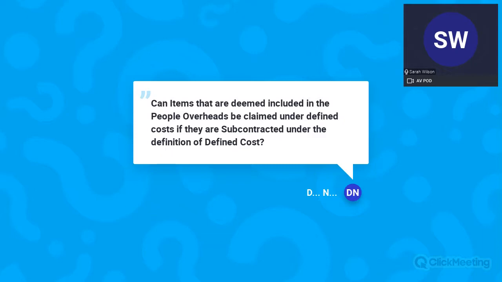Question: can items that are deemed included in the people rates be included if they are subcontracted? Yeah, I think if the item is part of a subcontracted item, then that all goes under your subcontract costs. So we're talking about the charges elements. Yes, they can, but if you're the contractor and it's your overheads, then you need to use that percentage.